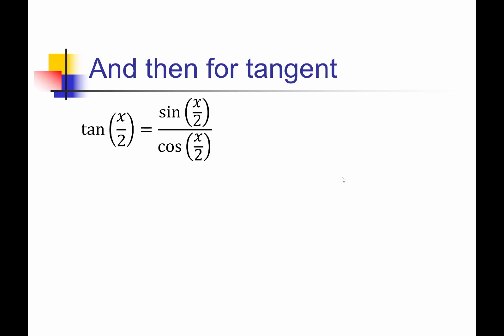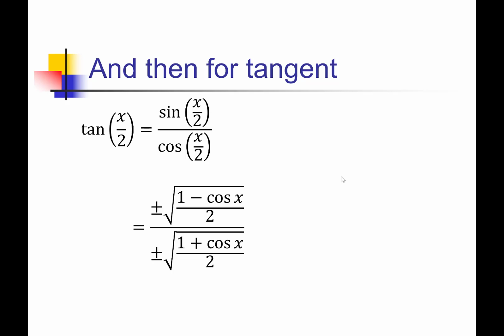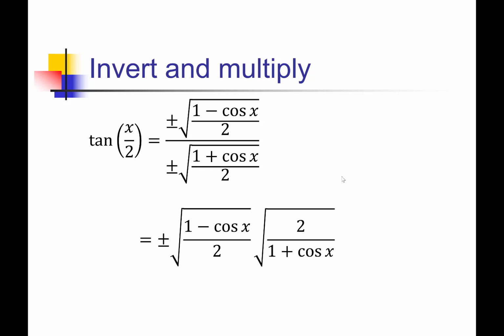Tangent gets a little trickier. Tangent's kind of like the cosine, where we've got 3 different possible ways of looking at it. Looking at tangent, I'm just going to start off by substituting in the original formulas for the half angle sine and half angle cosine. If we invert and multiply this, we'll get plus or minus the square root of 1 minus cosine x over 2 times the square root of 2 over 1 plus cosine x.